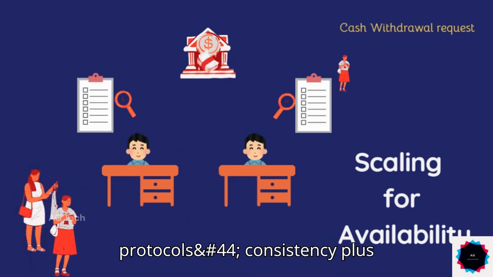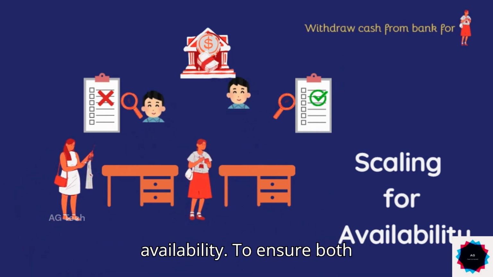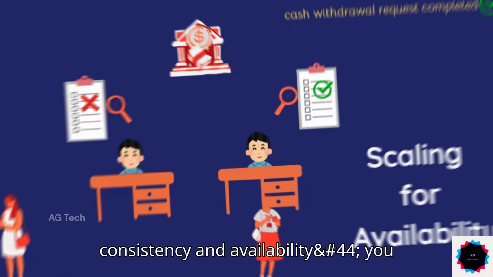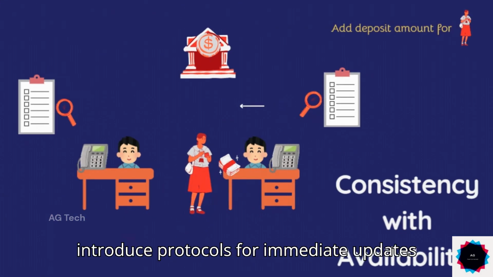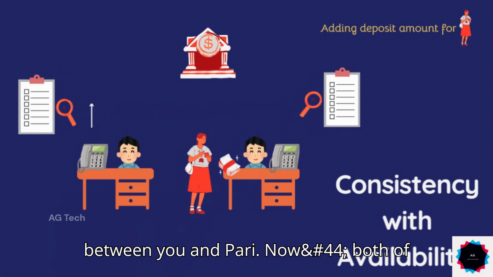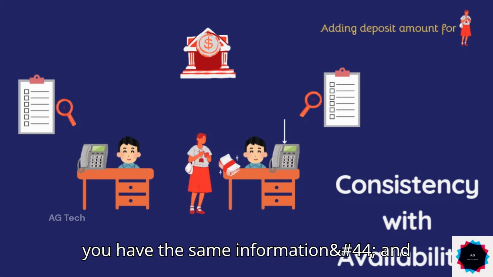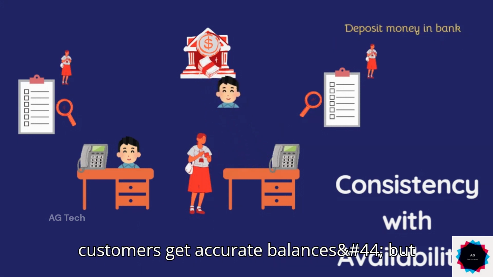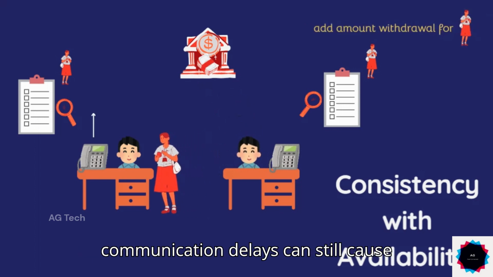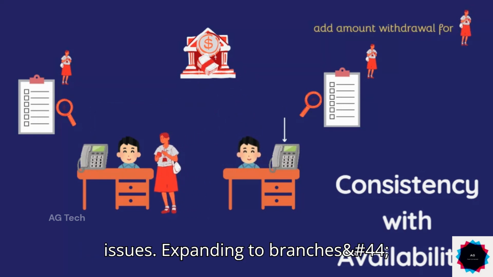Consistency protocols, consistency plus availability. To ensure both consistency and availability, you introduce protocols for immediate updates between you and Pari. Now, both of you have the same information, and customers get accurate balances, but communication delays can still cause issues.